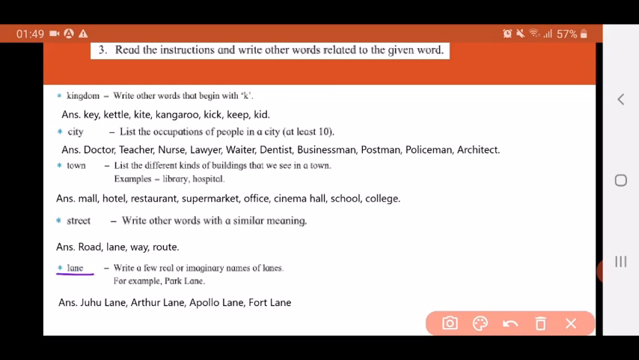Next, lane. Write a few real or imaginary names of lanes. So you can write the names of the lanes if you know some, or you can make your own names of lanes as imaginary ones. For example, Park Lane, Juhu Lane, Arthur Lane, Apollo Lane, Fort Lane.